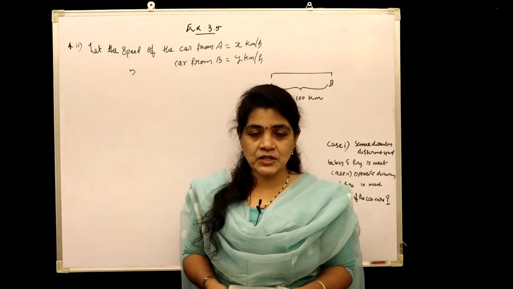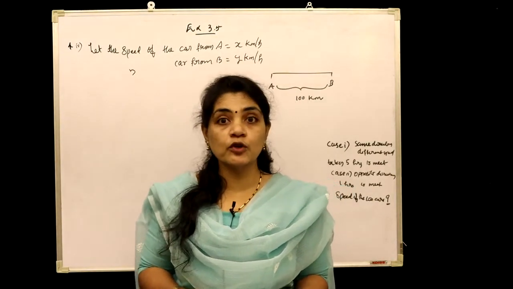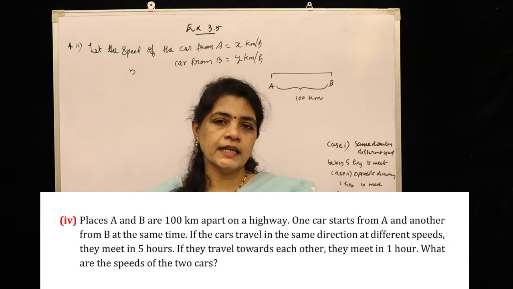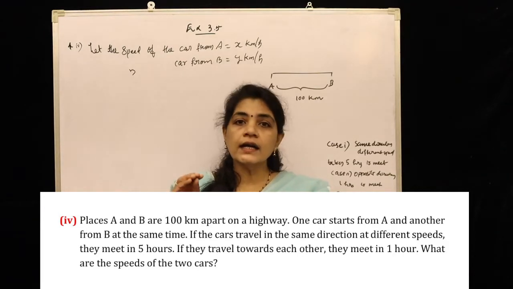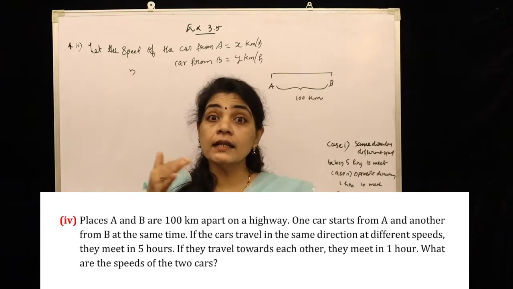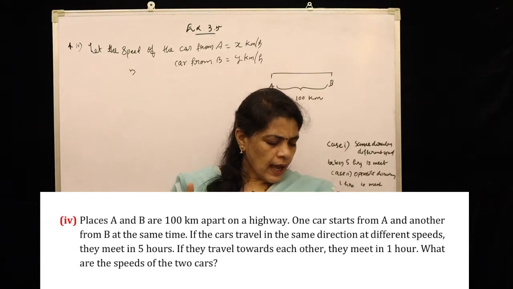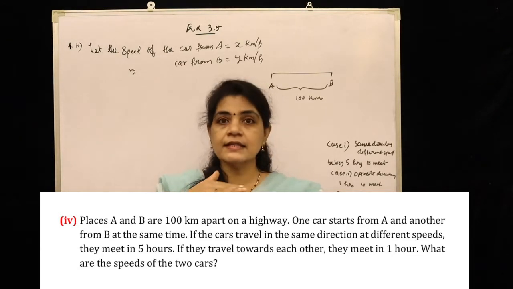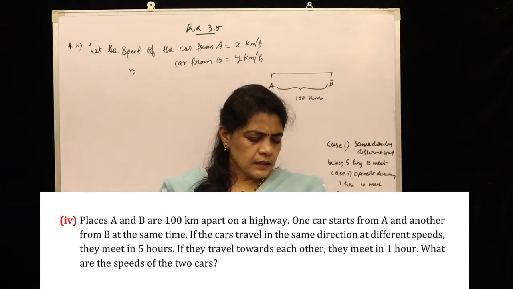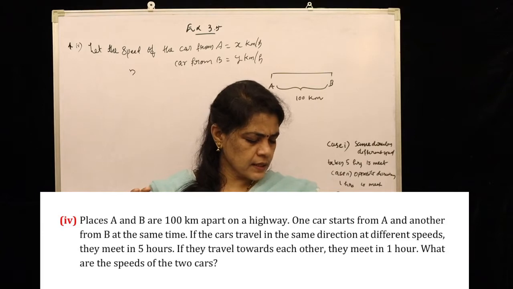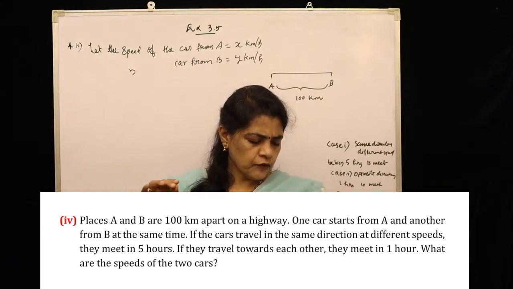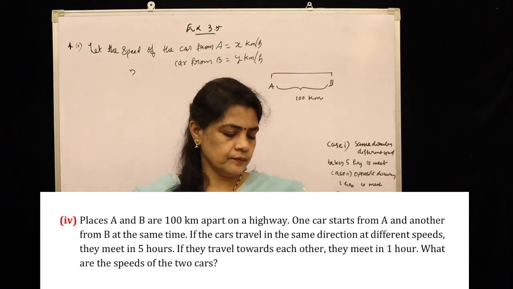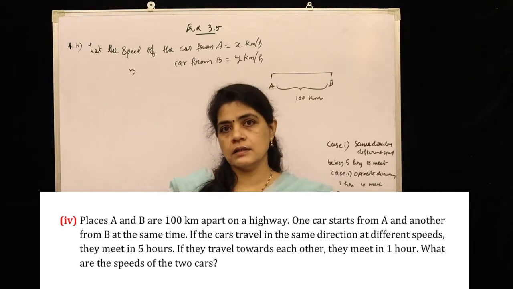Now we are solving the next question, a very important problem, that is the fourth question. Places A and B are 100 km apart on a highway. One car starts from A and another car starts from B at the same time. If the cars travel in the same direction, at different speeds, they meet in 5 hours. If they travel towards each other, in opposite directions, they meet in 1 hour. What are the speeds of the cars?